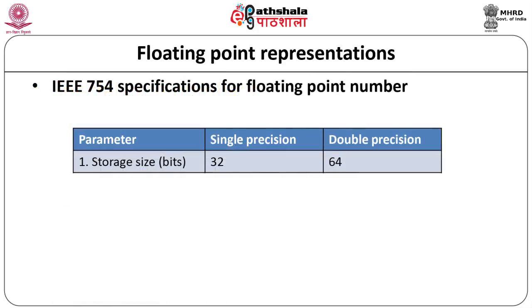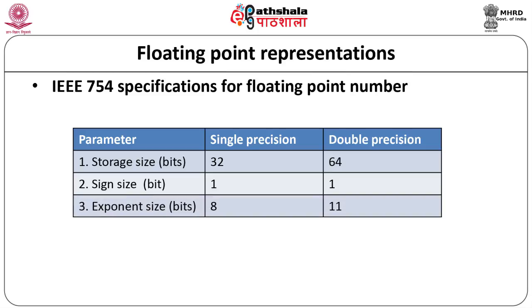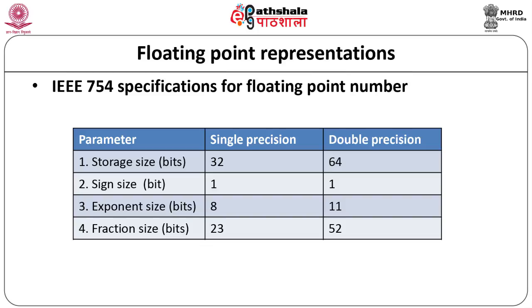The IEEE has established the standard for representing floating point numbers. IEEE single precision floating point numbers require 32-bit storage and double precision requires 64-bit storage. Out of the n bits, that is 32 or 64 bits, for a single or double precision standard, 1 bit is reserved for the sign bit. The number of bits for storing the exponent is 8 bits for single precision and 11 bits for double precision numbers.